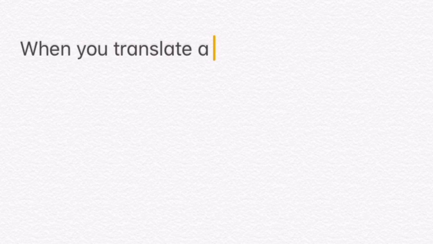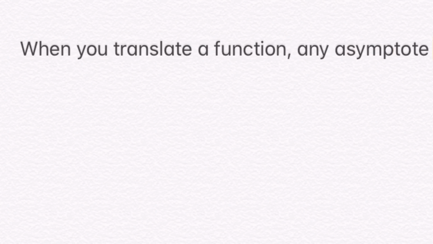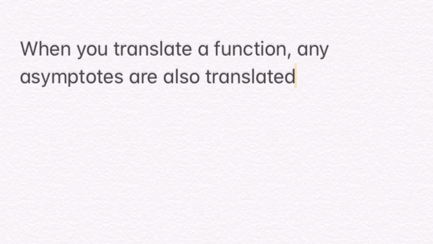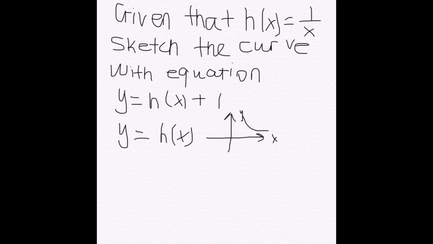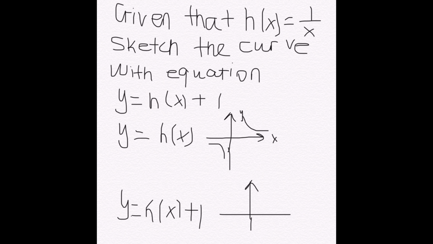You also need to know that when you translate a function, any asymptotes are also translated. Let's look at an example, in which given that h of x equals 1 over x, we have to sketch the curve with the equation y equals h of x plus 1. From the equation, we get that this is going to move 1 up. Therefore, we would first sketch the curve of y equals h of x and move it 1 upwards.